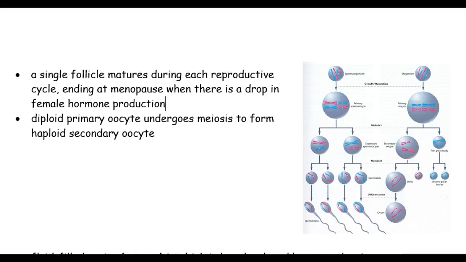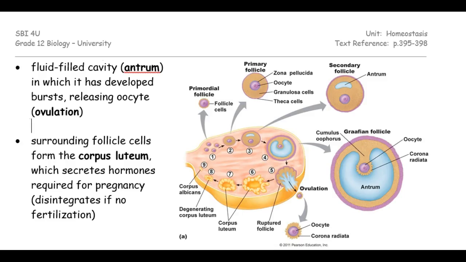And that will happen at the beginning of puberty all the way up until menopause is reached for a woman. And at menopause, we no longer see these eggs mature properly, and there's a huge drop in hormone production, and menstruation is halted. Okay, so in case you wanted to get a few of those other notes down relating to the antrum and the corpus luteum, here it is.